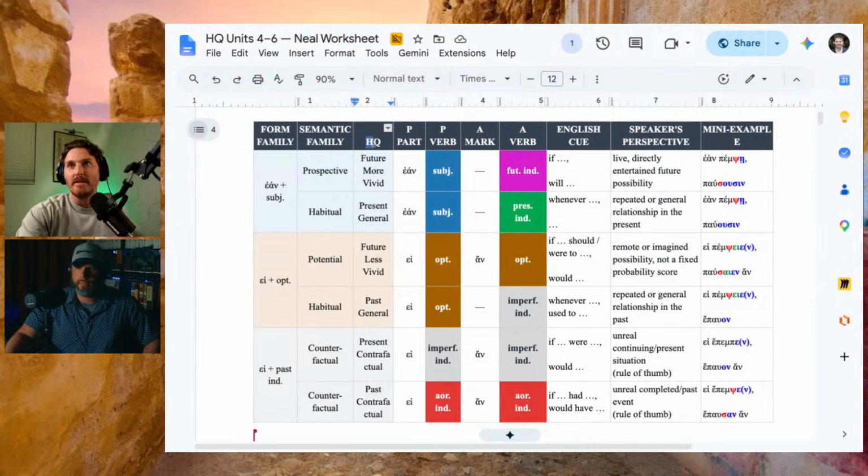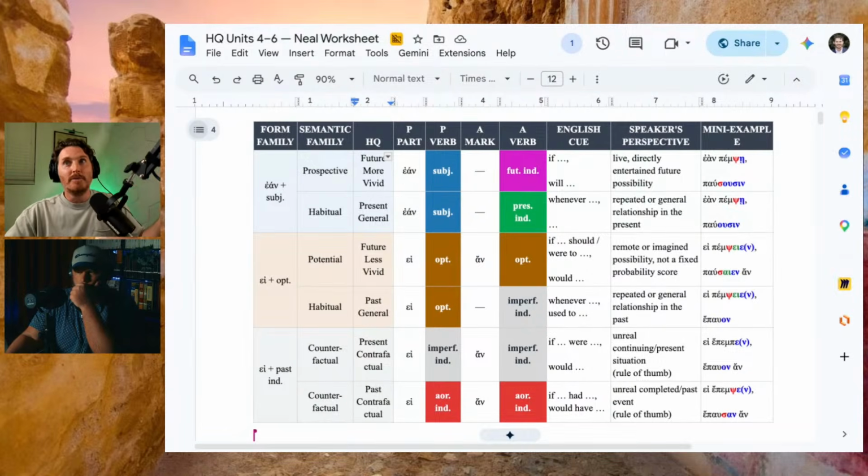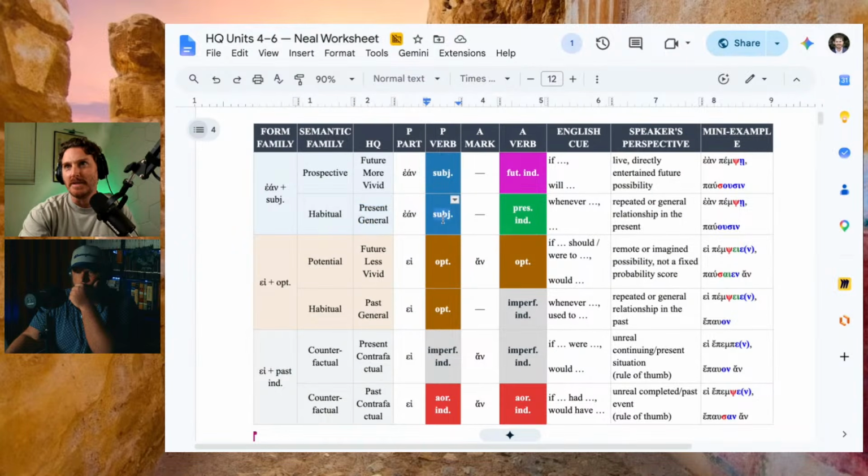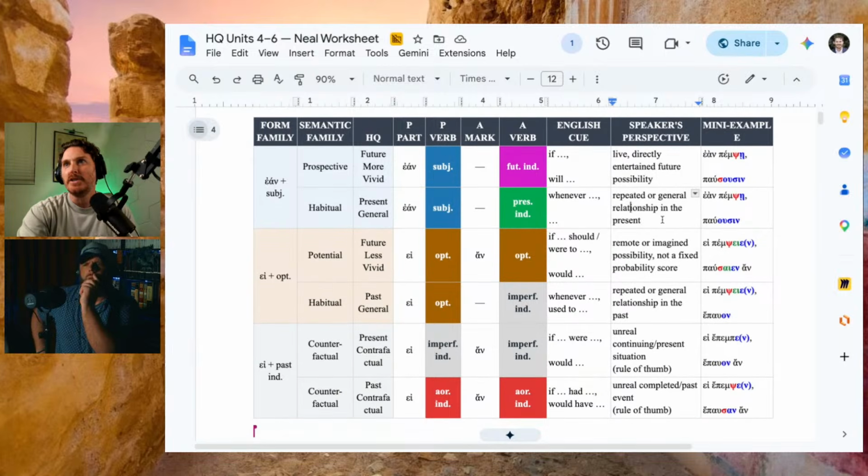The Hansen and Quinn, this HQ column, gives you the categories of future more vivid, which is going to be subjunctive constructions. So basically, it's something that you think is likely to happen if a certain condition is met, versus the present general, which is also using the subjunctive. And the difference, the speaker perspective is live, directly entertained future possibility. If this happens, then this will happen, right? Whereas the habitual is just whenever something happens on a regular basis, then the result, right? So this is for repeated and general relationship in the present.